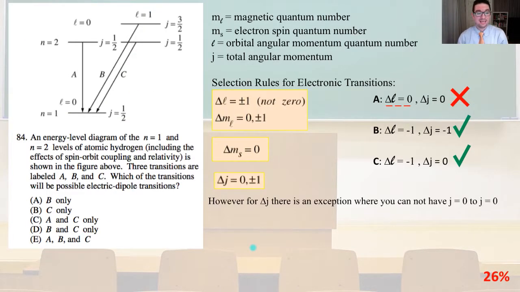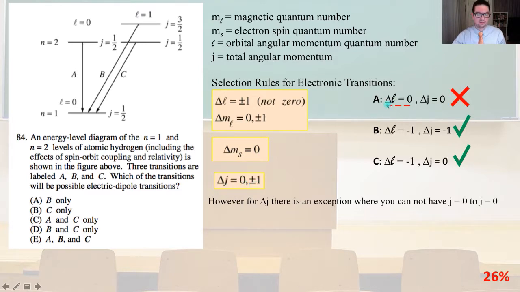Number 84. An energy level diagram of the n equals 1 and n equals 2 levels of atomic hydrogen, including the effects of spin-orbit coupling and relativity, is shown in the figure above. 3 transitions are labeled A, B, and C. Which of the transitions will be possible electric dipole transitions? So our selection rules for electronic transitions: delta l equals plus or minus 1, not 0. Delta m_l equals 0 or plus or minus 1. Delta m_s equals 0, and delta j equals 0 or plus or minus 1.